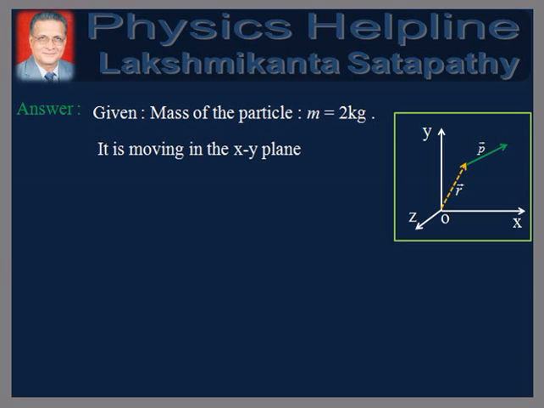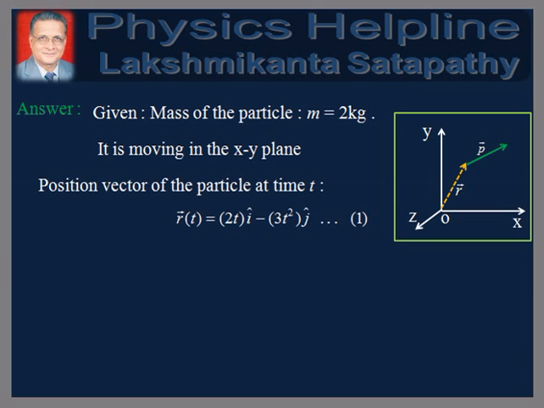Now for the answer. The situation is shown in the figure. It is given that mass of the particle m is equal to 2 kg. It is moving in the xy plane. Position vector at time t is given by r(t) = 2t i cap minus 3t square j cap.